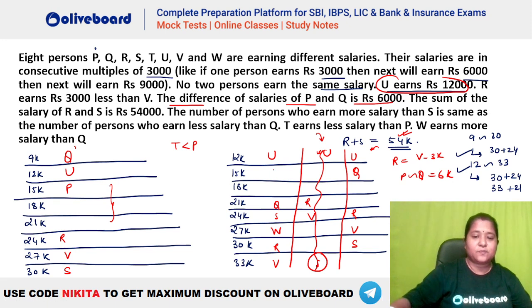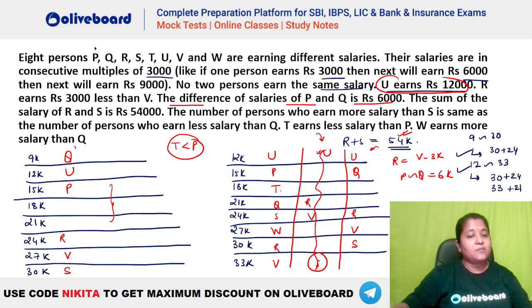Okay, we have placed your P. Now the only person remaining is your T, right? So T will be here. But it is known that T has to have a salary lesser than P. But here T is coming greater than P. That means this case is now invalid. So you cannot have this possibility.